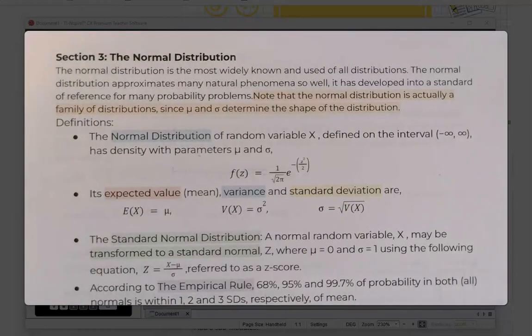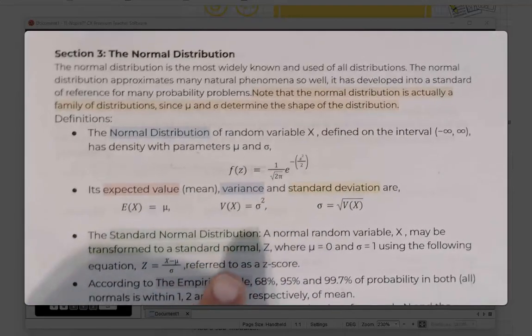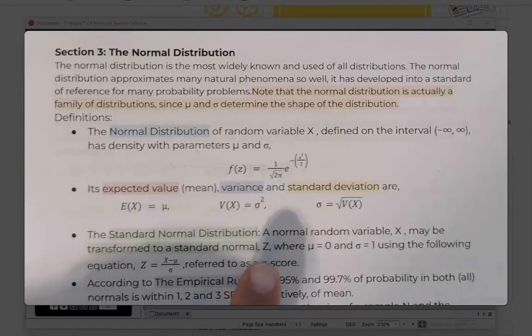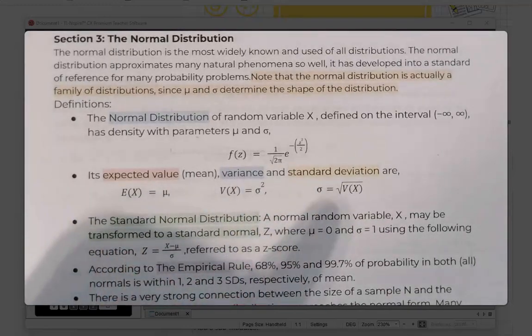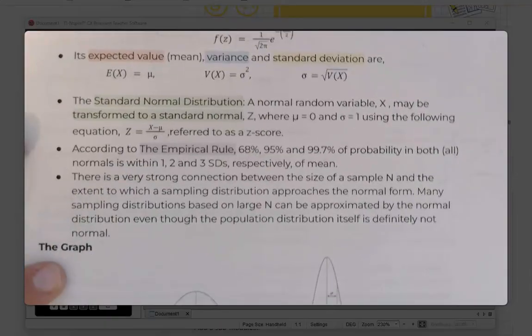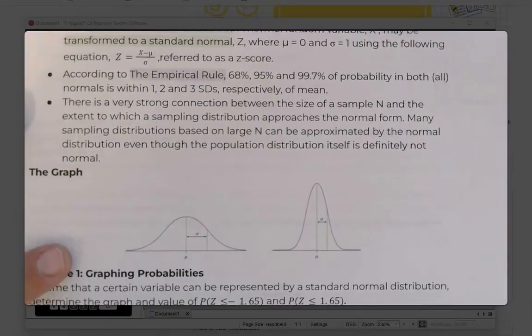There's a function that you can use, and this looks so bad. This is kind of the function that we were using for the exponential distribution with the e to the negative lambda. But now there's some more. But we're not really going to use this formula. Just know that it is defined by a formula where mu is the mean and sigma is the standard deviation. The expected value is mu, and we actually have formulas for these in a different section.